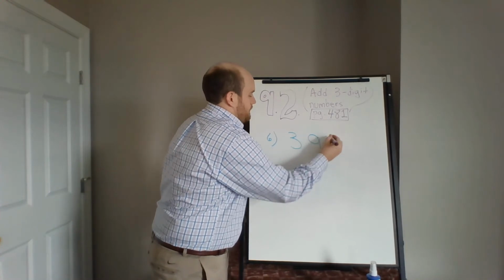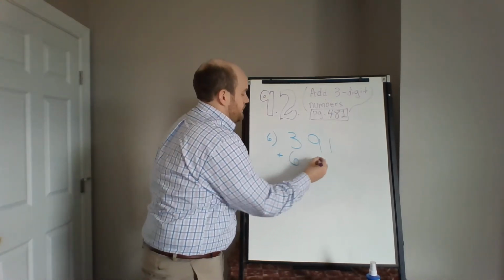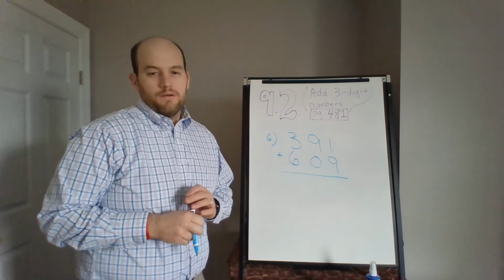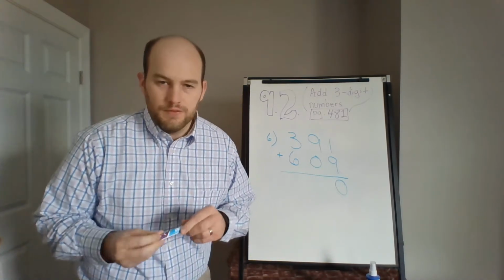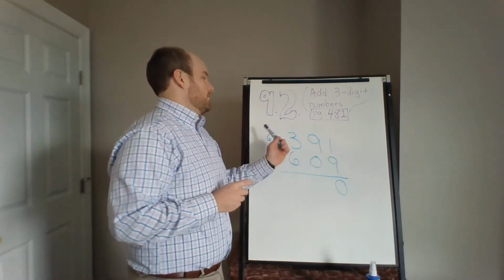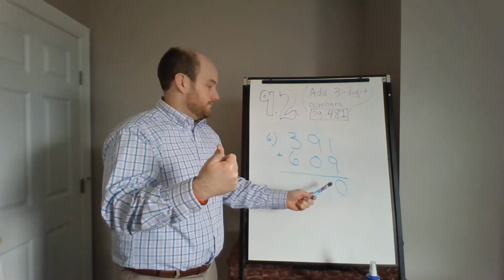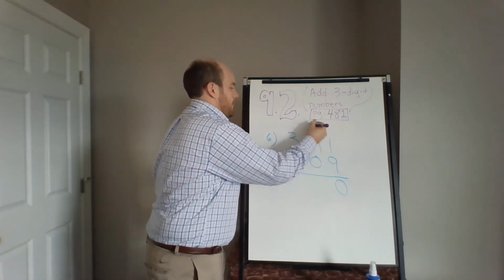Number 6 is 391 plus 609. All right, and they put a 0 here to confuse you. They love confusing you. Let's start over here and go across. What's 9 plus 1? 9, 10. Well, we got the 0 in. We got to make sure we carry our 1.